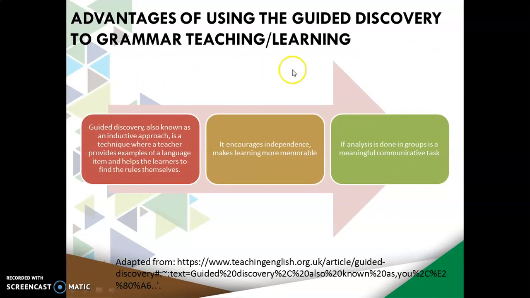So let's talk a little bit about what guided discovery is. Since we are providing these concept questions to make the students notice the language, there is a process inside this approach that we call guided discovery, also known as the inductive approach, a technique where a teacher provides examples of a language item and helps the learner to find the rules by themselves. So it encourages independence and makes learning more memorable. If analysis is done in groups, it becomes a meaningful communicative task.